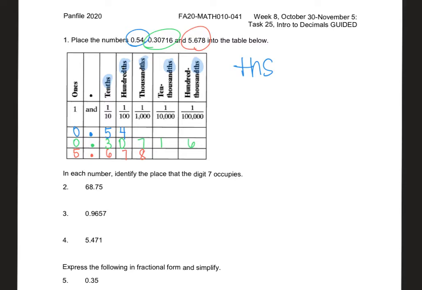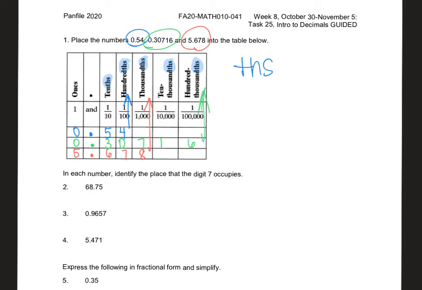Starting again from the top, we have 54 hundredths. The second one, the middle one in green, we have 30,716 hundred-thousandths. So you want to read the number just as you see it, and then add the label at the top. And the one on the bottom in red, 5 and 678 thousandths. Because again, that's where your last digit occurs. It's the place value of your last digit.